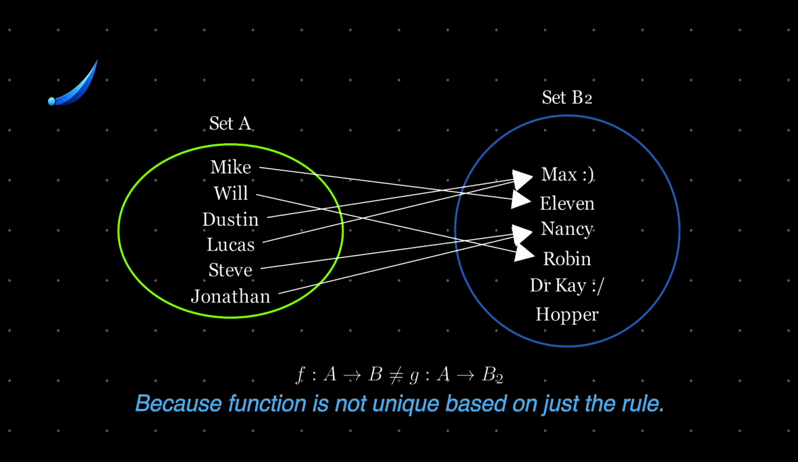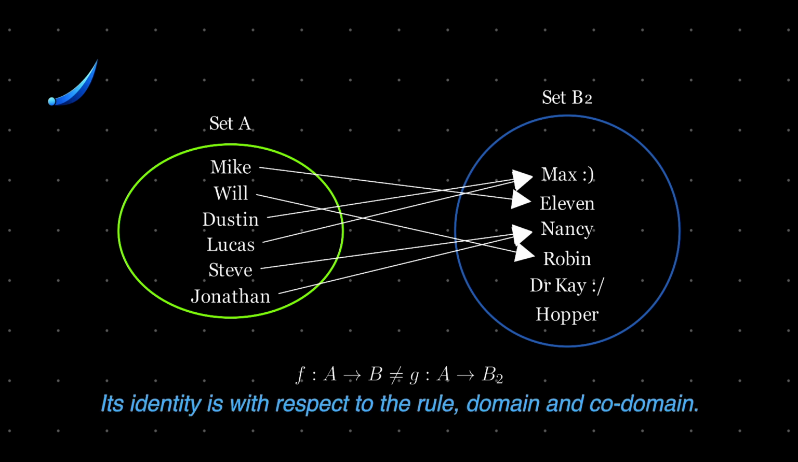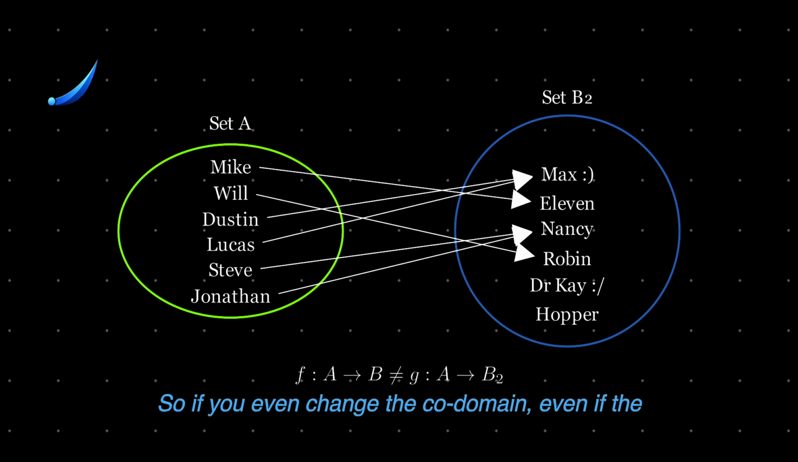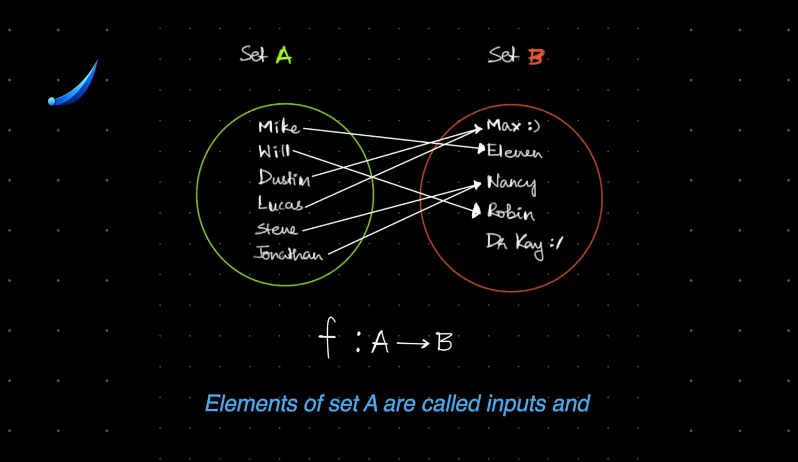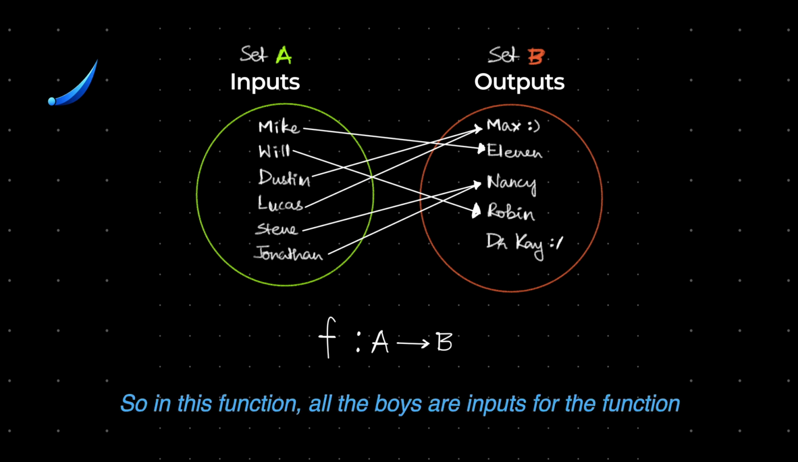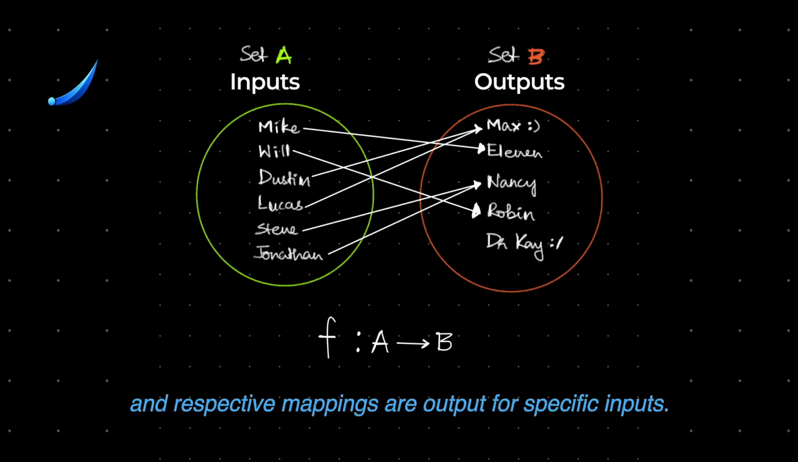Because a function is not unique based on just the rule. Its identity is with respect to the rule, domain and codomain, all three comprised together. So if you even change the codomain, even if the rule is the same, it's no more the same function. Elements of set A are called inputs and whatever value from the codomain is mapped for them through the function will be called outputs. So in this function, all the boys are inputs for the function and the respective mappings are outputs for specific inputs.